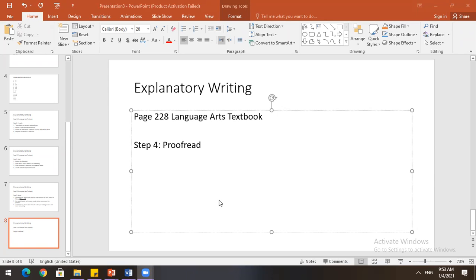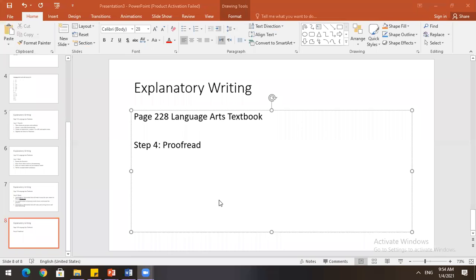Strategies for proofreading. Read your explanation several times, each time looking for a different type of error. This will give you a better chance of catching all mistakes. Read each sentence again to make sure each verb is in the proper tense. Be sure that the verb endings are spelled correctly.